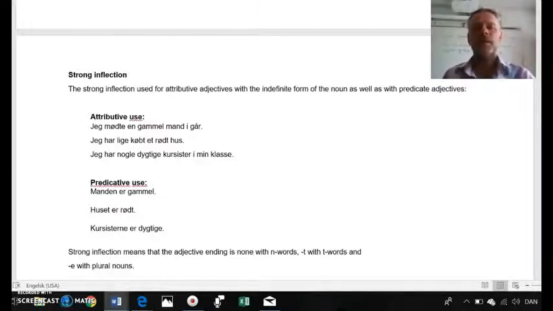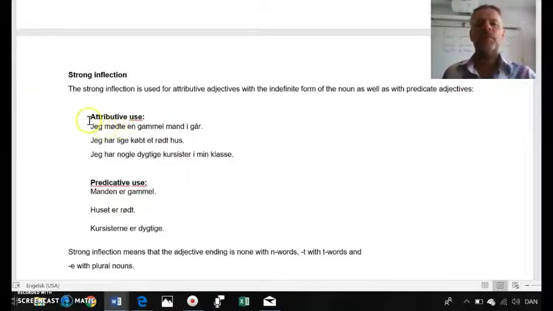The strong inflection is used for attributive adjectives with the indefinite form of the noun, as well as with predicate adjectives. Here are some examples of the attributive use. Jeg mødte en gammel mand i går. Jeg har lige købt et rødt hus. Jeg har nogle dygtige kursister i min klasse. And here are 3 examples of the predicative use. Manden er gammel, huset er rødt, kursisterne er dygtige.